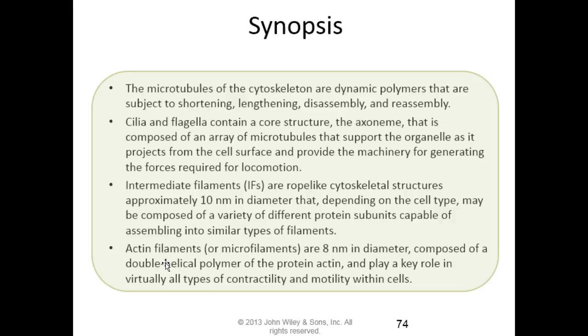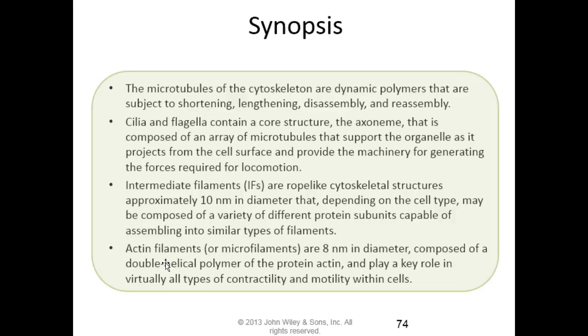Intermediate filaments are rope-like cytoskeletal structures approximately 10 nanometers in diameter that, depending on the cell type, might be composed of a variety of different protein subunits capable of assembling into similar types of filaments. And remember, those are less prone to polymerization and depolymerization, but require phosphorylation for stabilization.